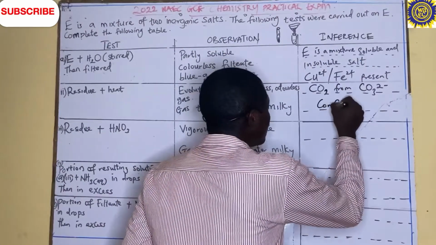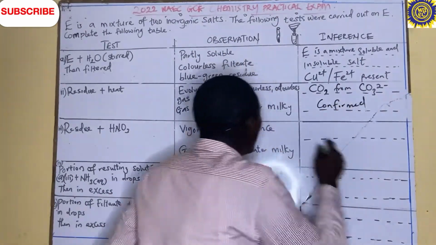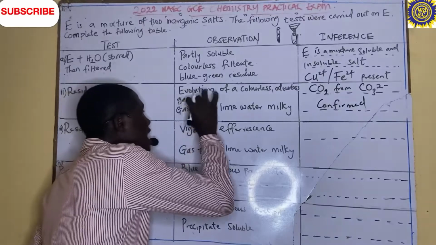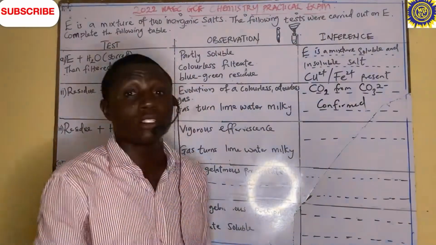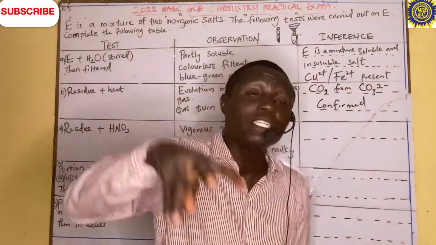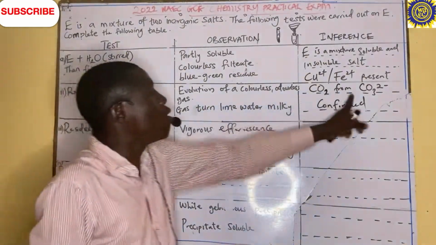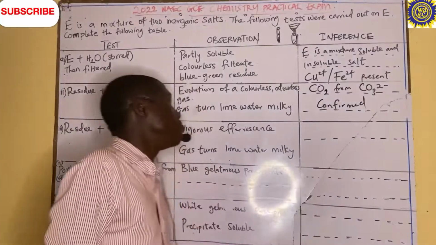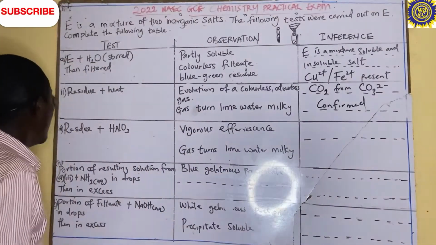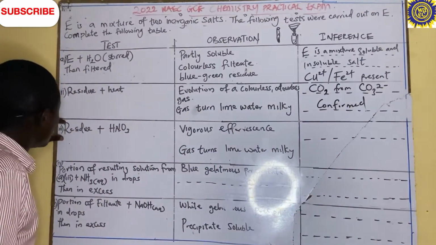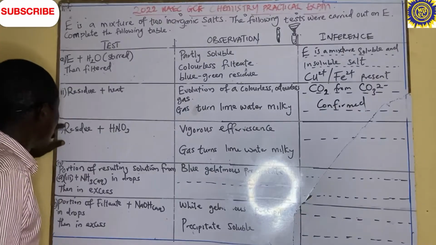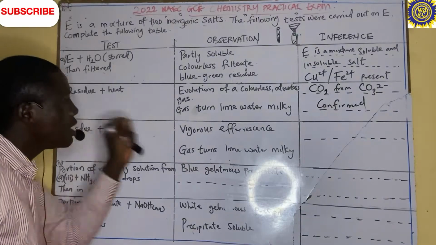Why is it confirmed? Because the only gas that turns lime water milky is CO2. So that is the confirmatory test for carbon IV oxide. So CO2 from CO3 2 minus is confirmed. So that's that about Roman figure 2. Now this third one here, Roman figure 3, residue plus HNO3.